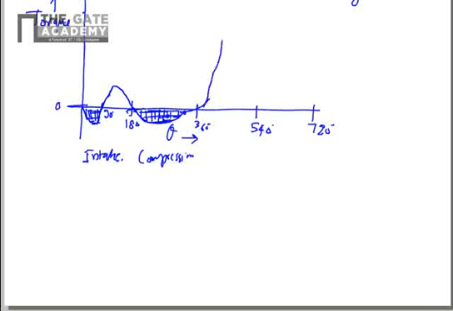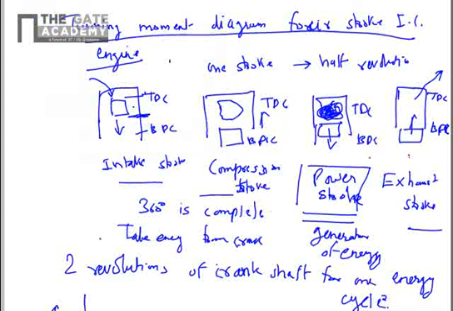Then after 360, the ignition happens and the high pressure rise happens in the cylinder. This is the main power stroke where the crankshaft gets the torque. So this is the power stroke. And after power stroke, you have again negative torque on the crankshaft because you have to push the gases out. So the crank will be supplying energy to the gases.